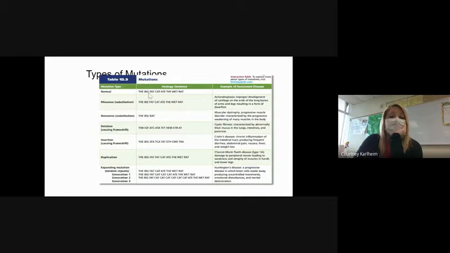Deletion is when they take out a letter from the DNA sequence. Insertion is when they add a letter to the DNA sequence. Duplication would obviously be copying. And then expanding would just be repeating sections of the DNA. You guys don't have to memorize these, but I just did want to give you examples.